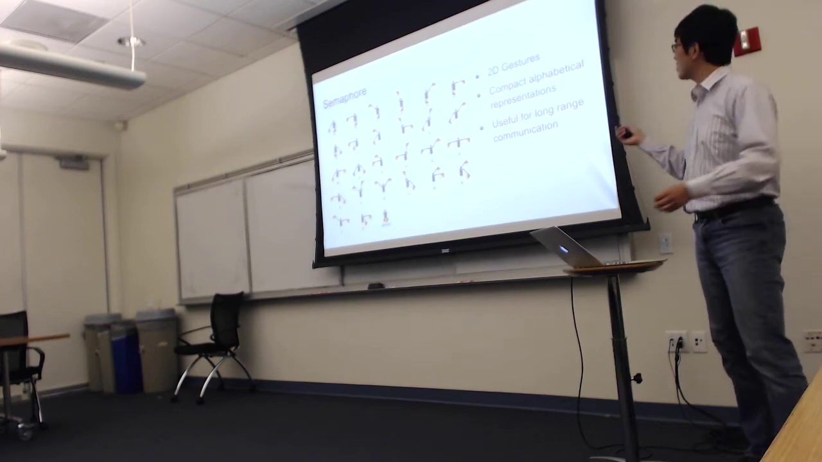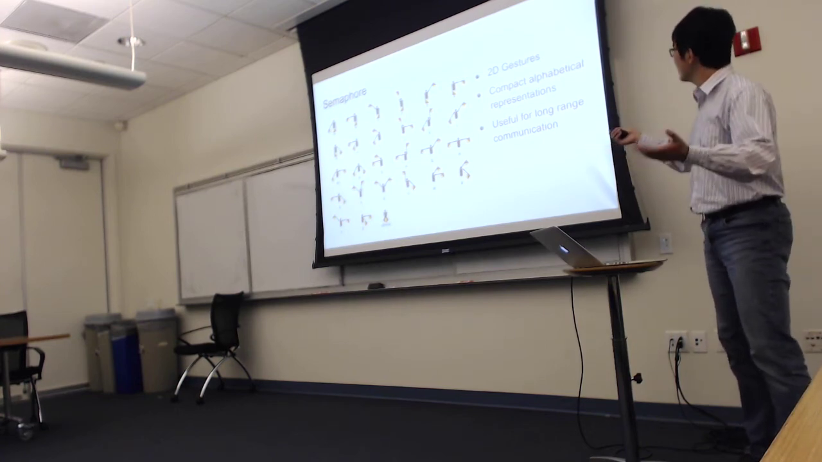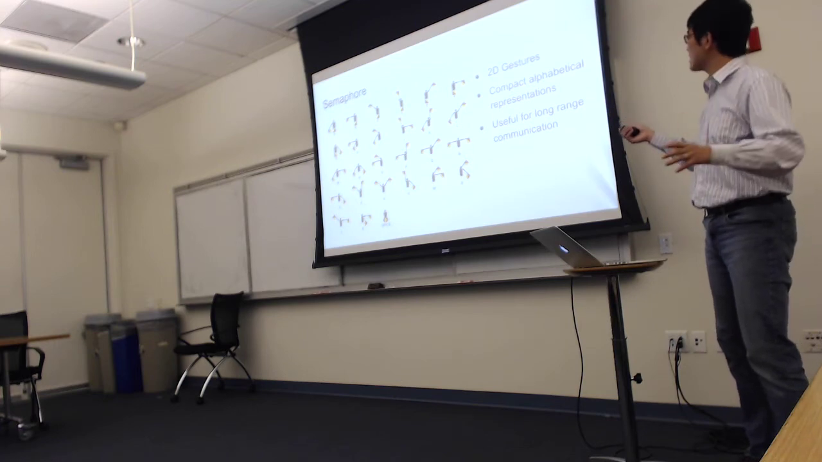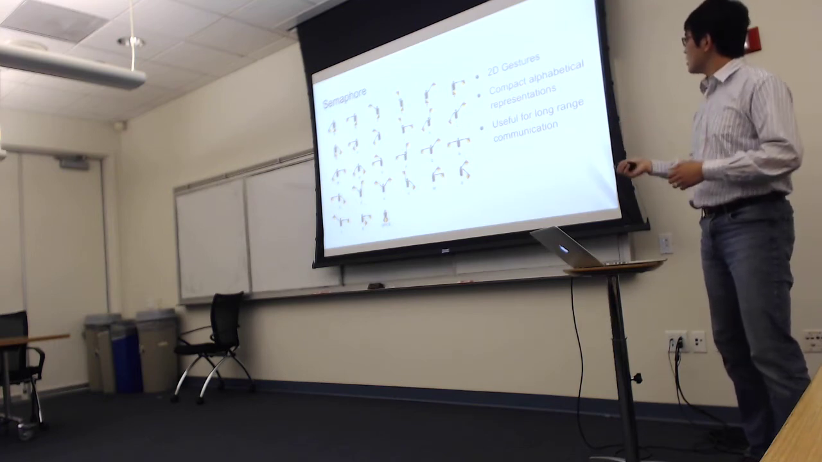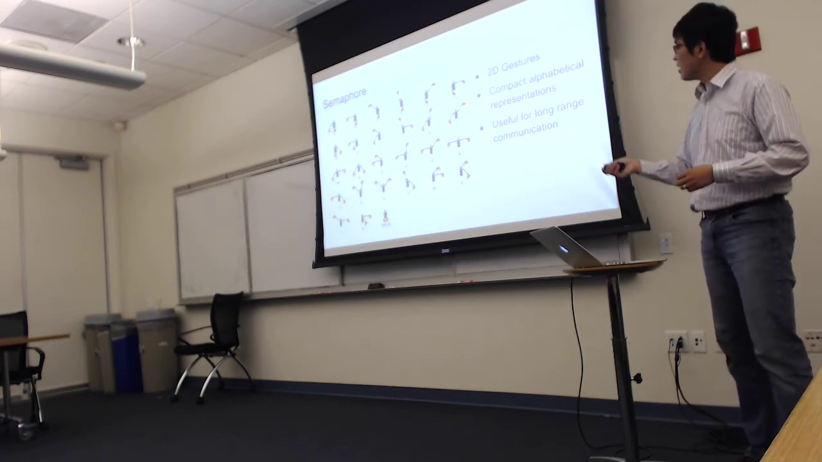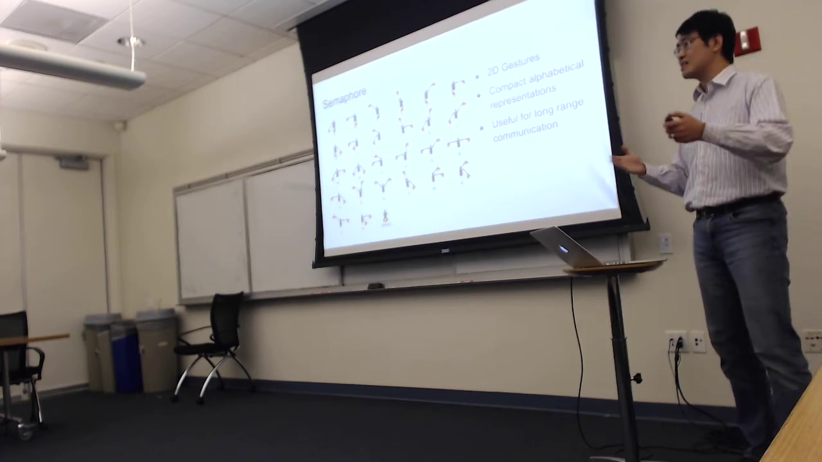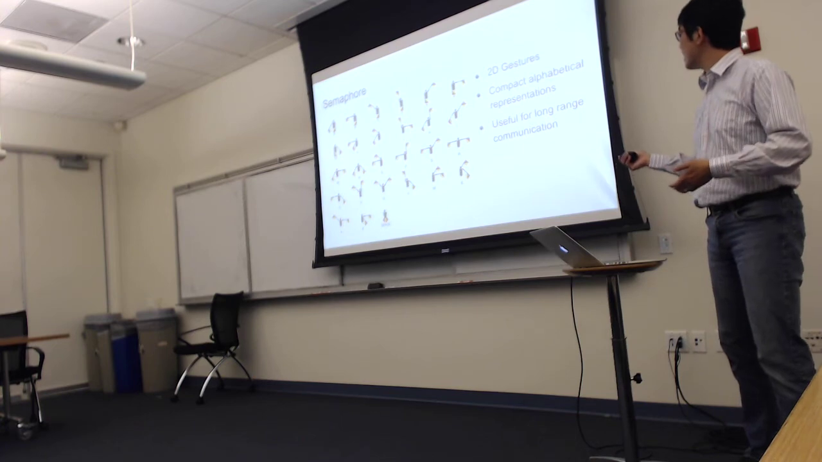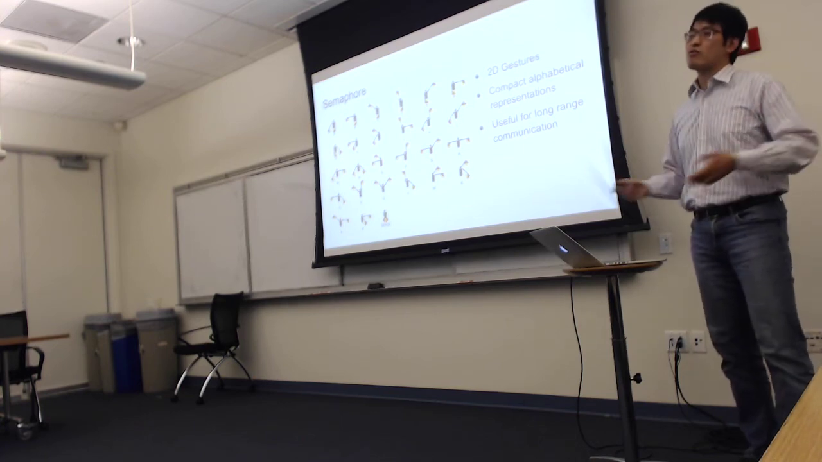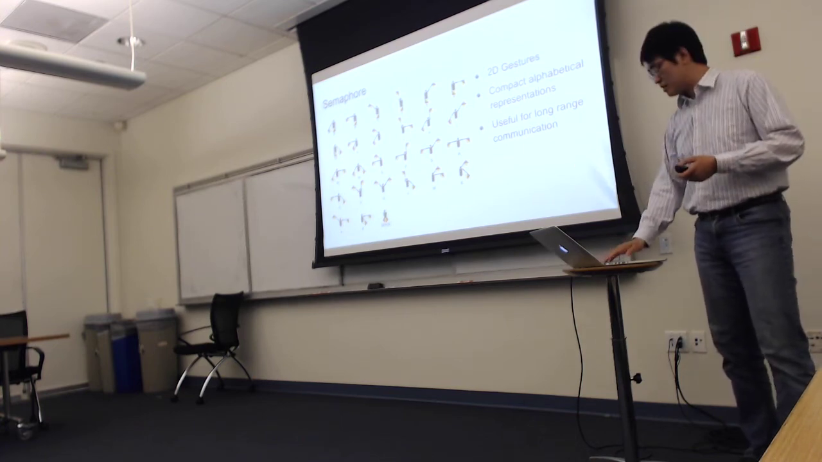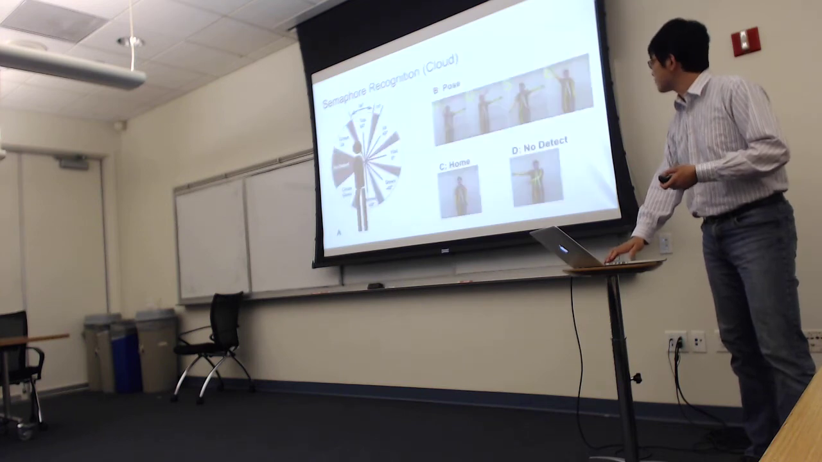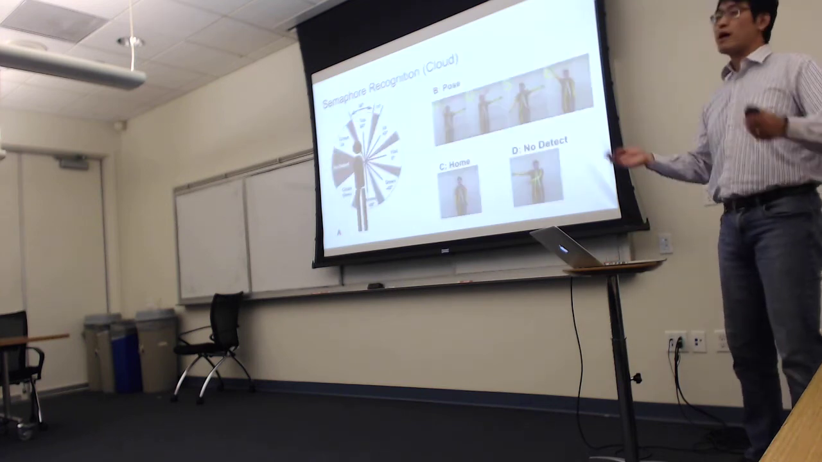I don't need 3D cameras, and they're on a cell phone, right? And they don't have a 3D camera yet. And they have a very compact, well-defined alphabetical representation that is good for communication, and it is also useful for long-range communication in real life.